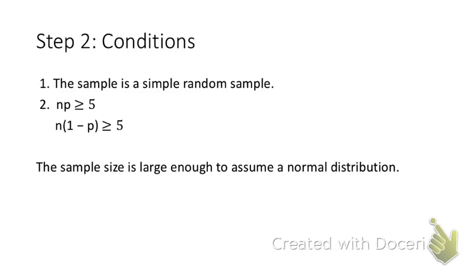Step 2 is the conditions. And these are the same conditions from the last chapter. So random sample and proving n times p and n times 1 minus p are greater than or equal to 5. And that proves that we have a normal distribution.